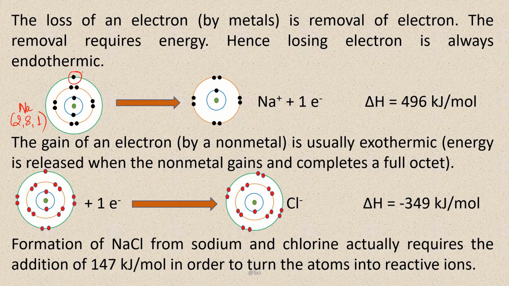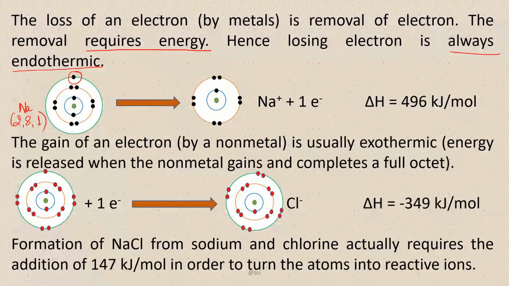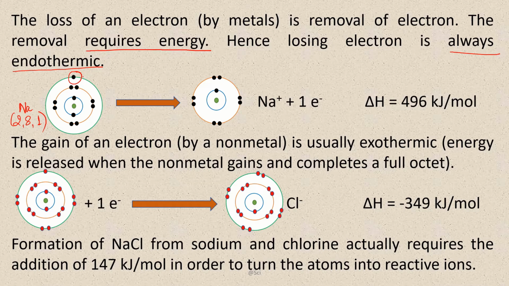The removal of this electron definitely requires energy, and that is what we call ionization energy. Losing an electron is always endothermic. Why? Because the electron is being pulled away from the sodium, so it will require energy, it will absorb energy. When the energy is absorbed internally into the atom, that becomes endothermic energy.